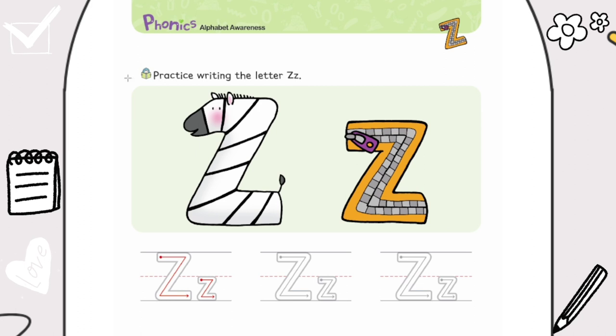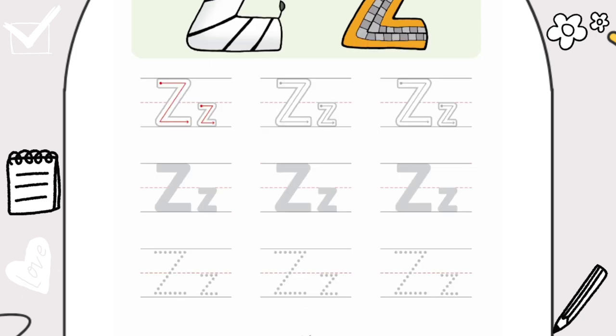Page 106. Practice writing the letter Z. What animal do you see here? Yes, it is a zebra. Z-z-zebra. What is this? Yes, it's called a z-z-zipper. Great job, everyone. Now, please get a pencil or a color pencil ready. We'll start writing the letter Z. Are you ready? And remember to repeat aloud.